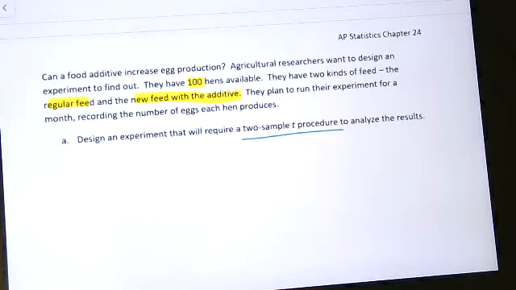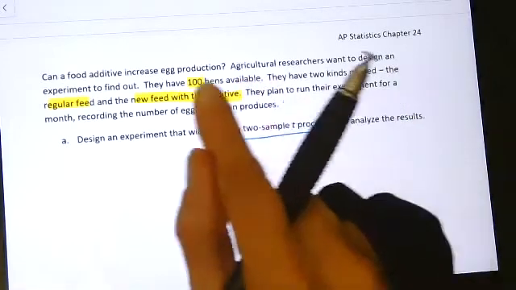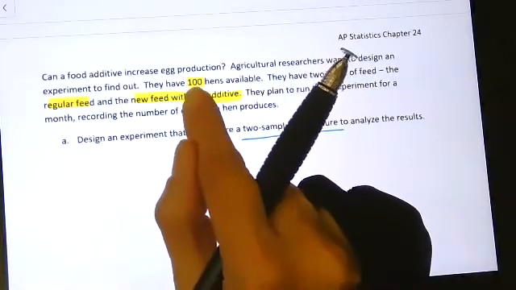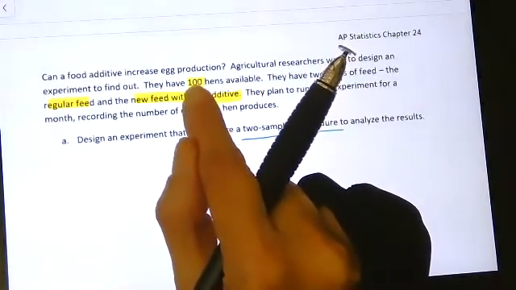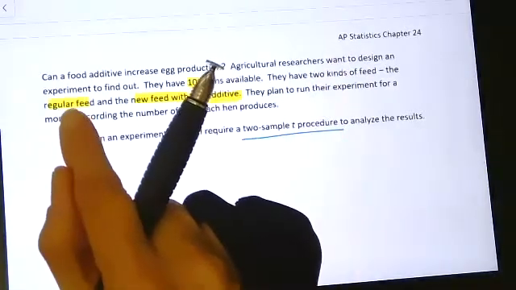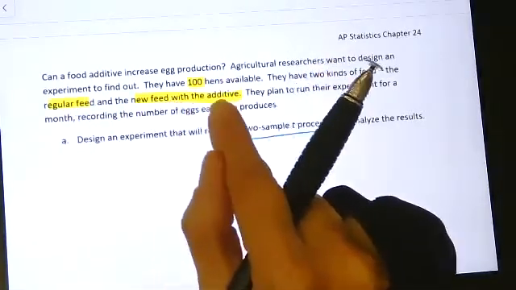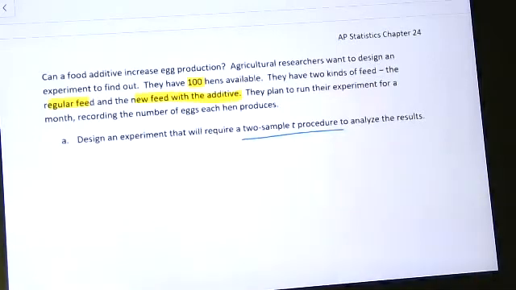So the experiment here would be doing an experiment where we separate our hens randomly into 2 groups, 50 and 50. One group gets the regular feed. The other group of 50 gets the new feed with the additive. And then they receive those feeds for the month. And at the end of the month, you compare the number of eggs from each group. So the average number of eggs that each hen has been producing. Okay, so that's how the experiment would run if we were interested in doing a 2-sample T procedure.